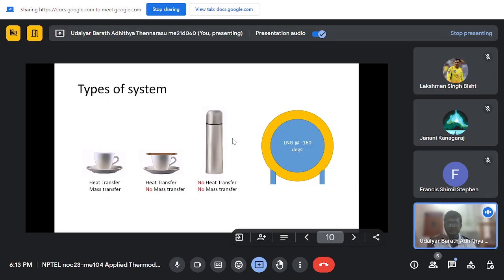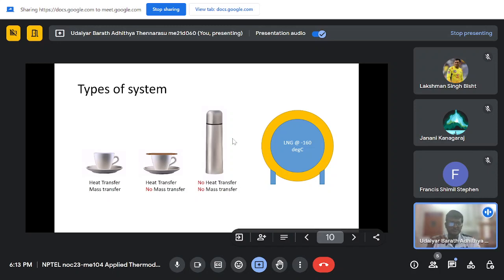If you see the second case, you have a cup of tea with a lid placed over it. In this case, heat transfer can happen through the cup surface or the tea. So there will be heat transfer, but there will be no mass transfer, because of evaporation or condensation or whatever happens, it will not be there. In this case, the tea is hot, so the fluid will try to evaporate.